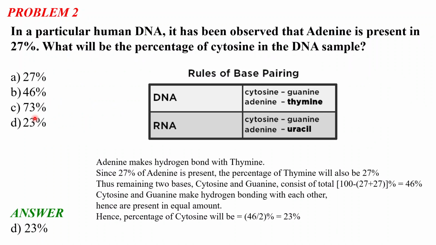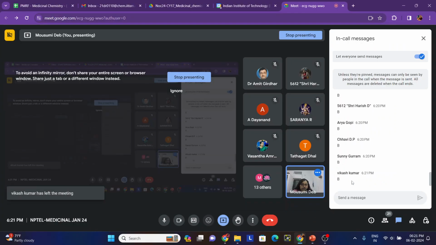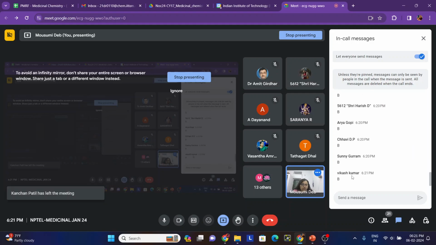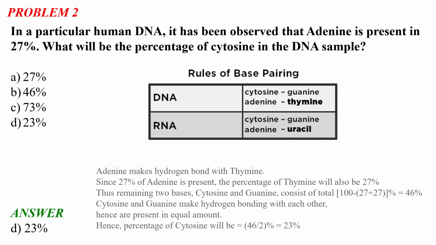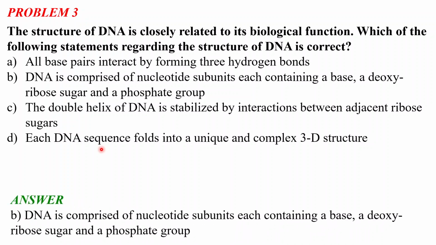Let me check the chat box now. Okay, so I have mostly number B. Okay, let me check. So, the correct answer will be, yes, it is number B. DNA is comprised of nucleotide subunits, each containing a base, a deoxyribose sugar and a phosphate group.